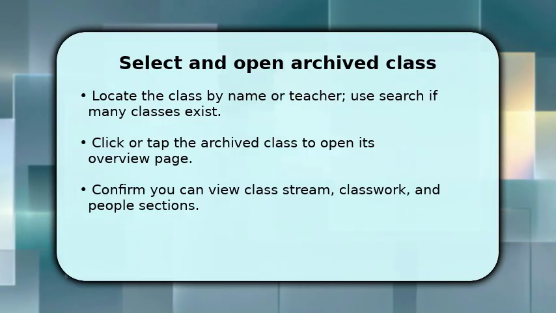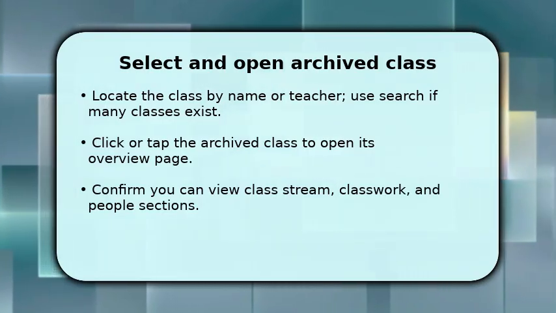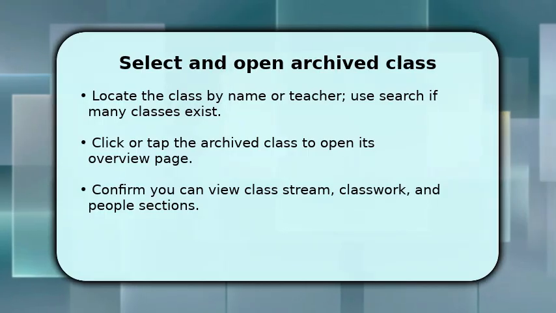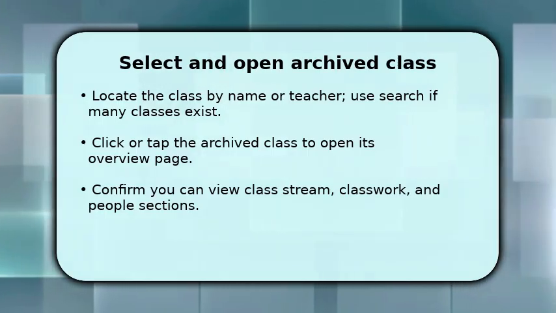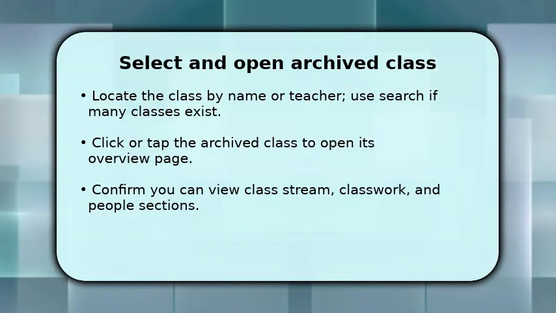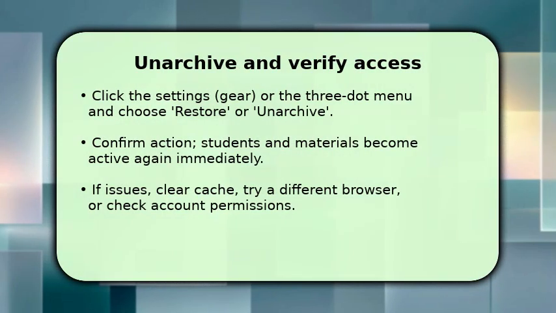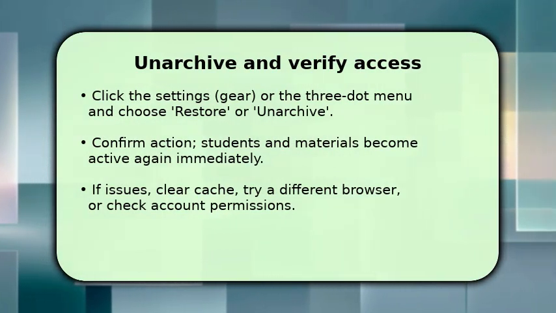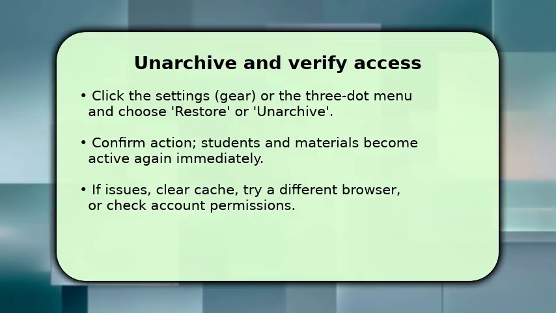Make sure you have appropriate permissions. You must be the class owner or co-teacher to unarchive. If everything matches, you're ready to change the class status back to active. To restore the class, open the three-dot menu or the settings gear and choose Unarchive or Restore.